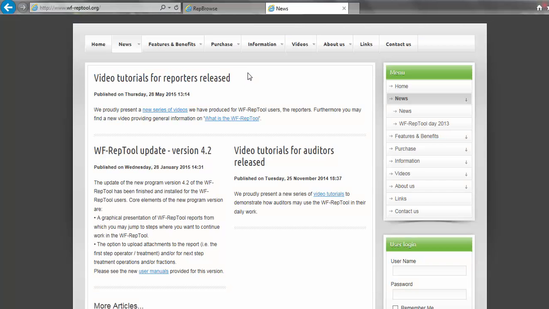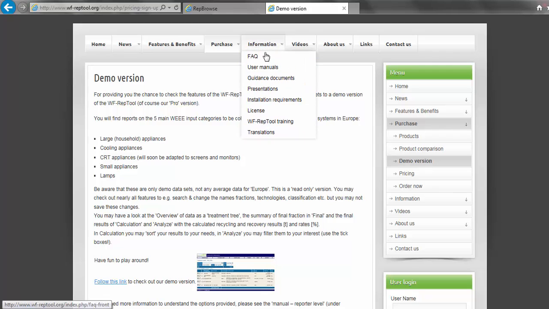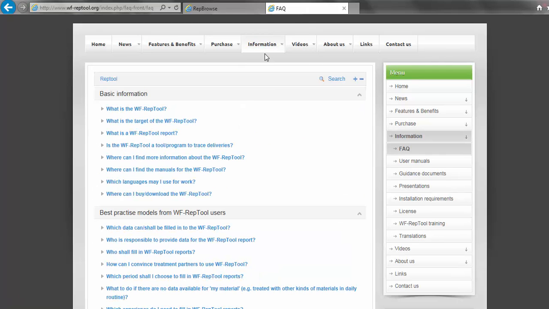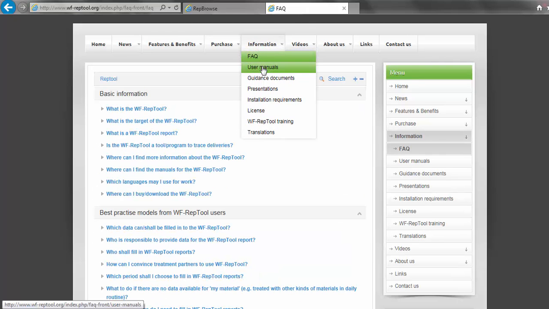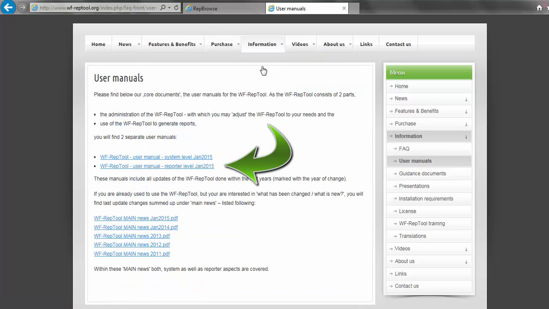For more information, please have a look at our website, where we provide a demo version under Purchase, FAQs. All details on how to create a report are explained in the user manual report level.